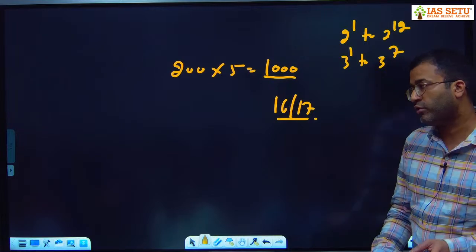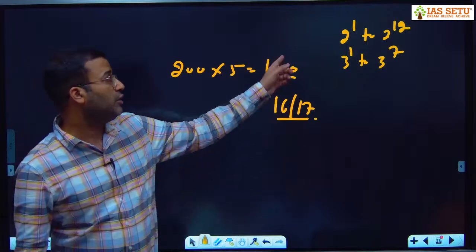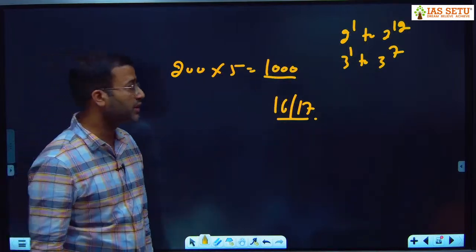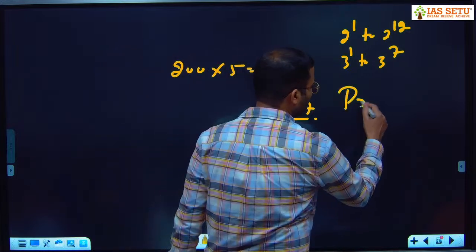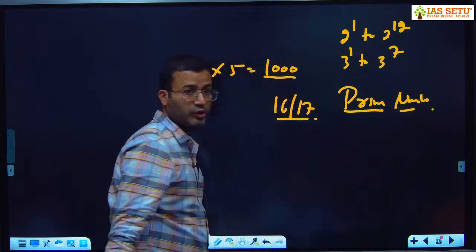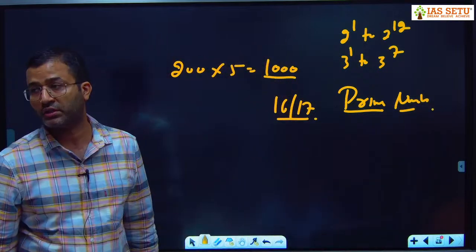Okay, table of 21, table of 22, table of 24, table of 25. 2 to the power 1 to 2 to the power 12, 3 to the power 1 to 3 to the power 7, prime number table. I think all of you remember the first 25 prime numbers. That has to be on your fingertips because it is very important. पहले 25 prime number तो आपके टिप पे होने चाहिए.